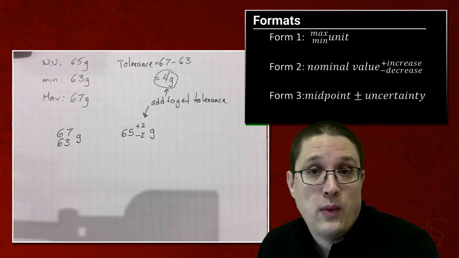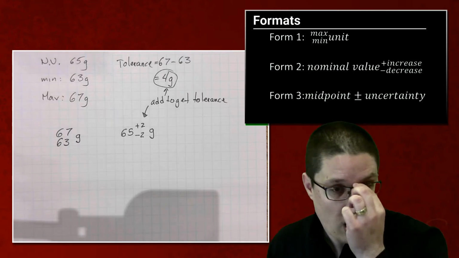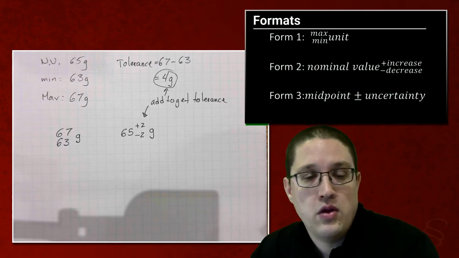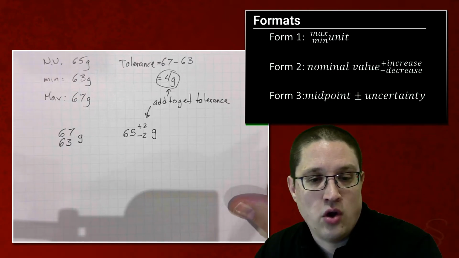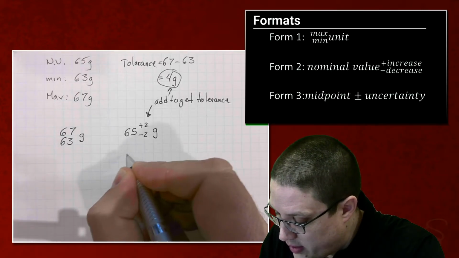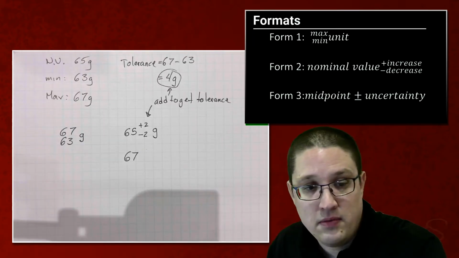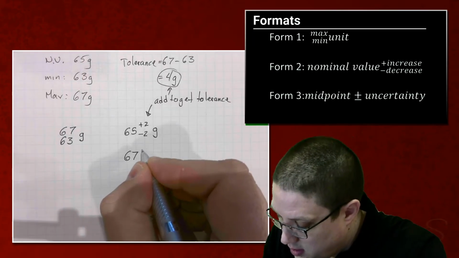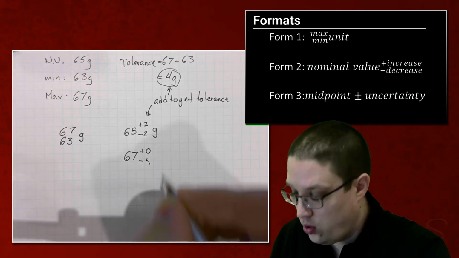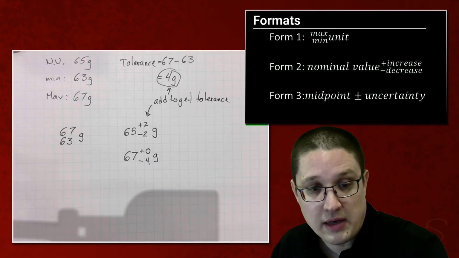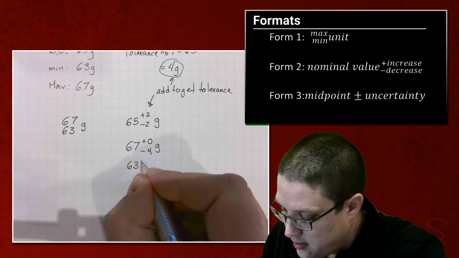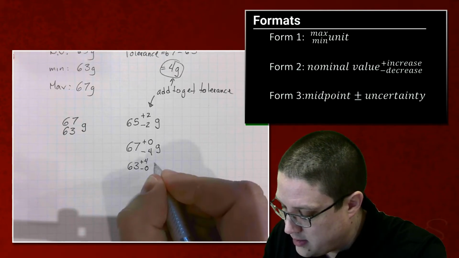This is not the only way that I could write this. Depending on your industry, depending on your profession and the use of this, you may find that your nominal value is not smack dab in the middle. So for example, I could also write this as 67, say that the top end is important. I can't go up at all from there, but I can go down 4 grams. Or similarly, I could write 63 plus 4 but minus 0 grams.